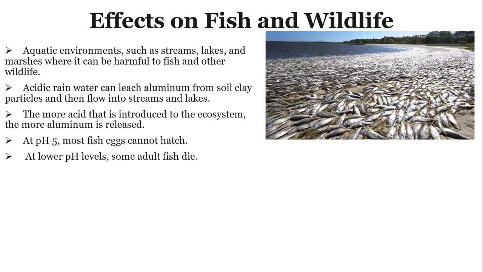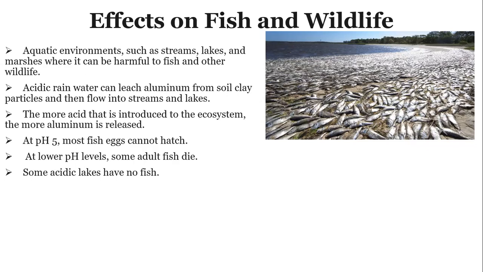Some types of plants and animals are able to tolerate acidic waters and moderate amounts of aluminum. Others are acid sensitive and will be lost as the pH declines. Generally, the young of most species are more sensitive to environmental conditions than adults. At a pH of 5, most fish eggs cannot hatch. At lower pH levels, some adult fish die. Some acidic lakes have no fish.